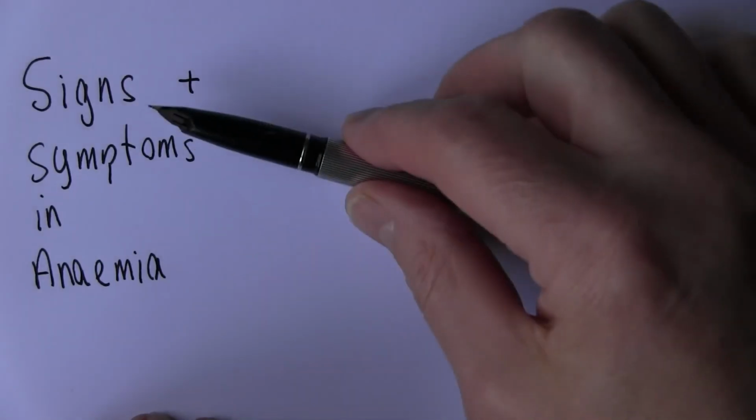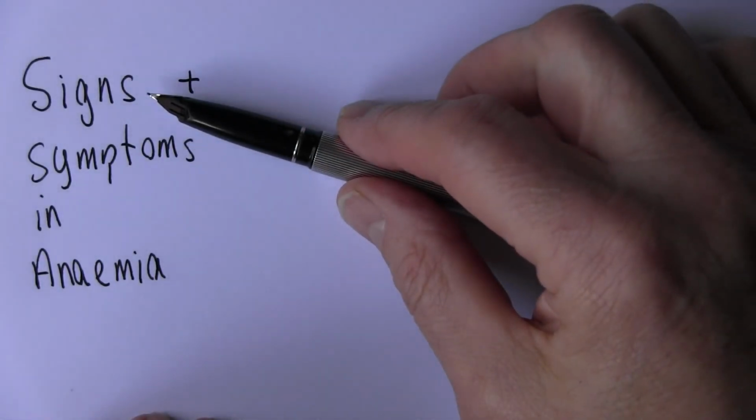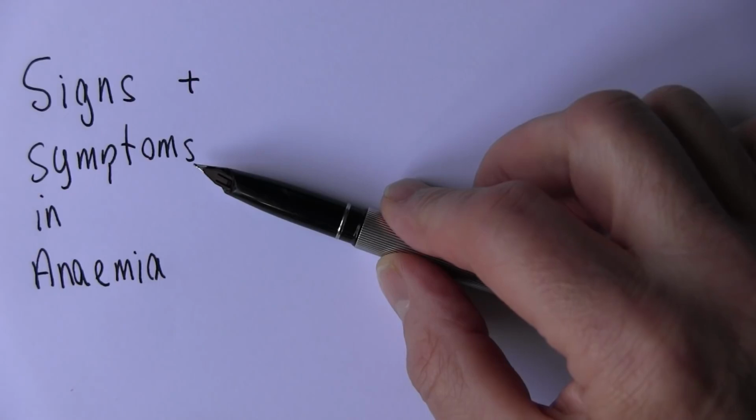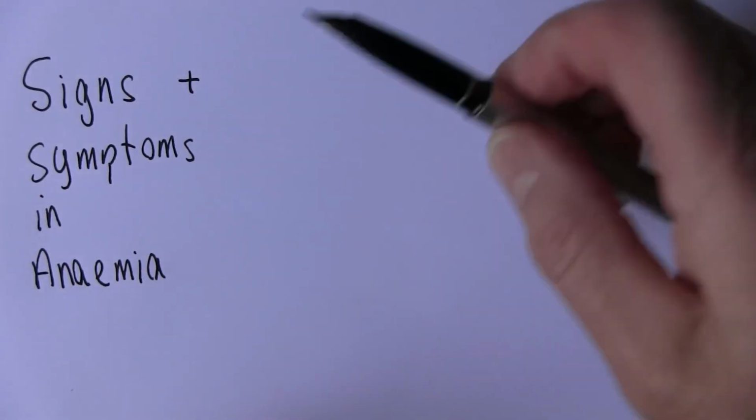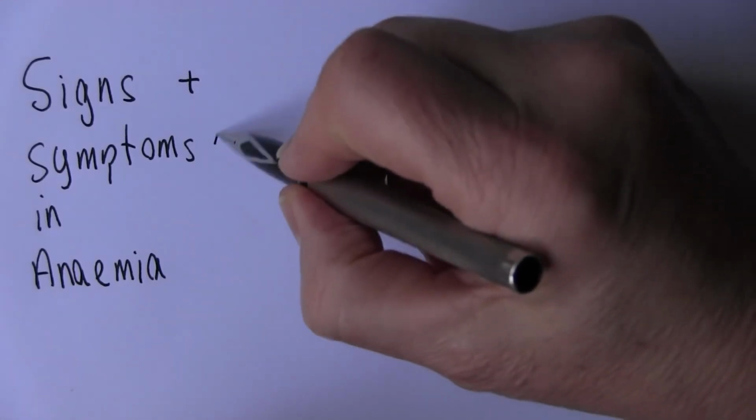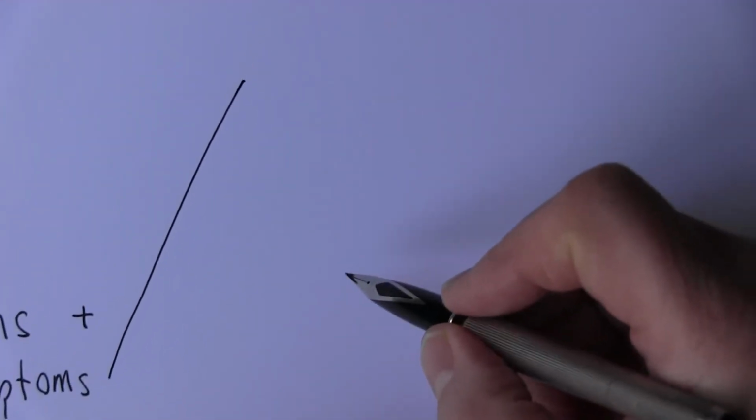Next, we want to think about the signs and symptoms in anaemia. A sign is something that we detect with our senses. A symptom is something the patient reports to us. Now, clearly there's going to be signs and symptoms relating to the anaemia.